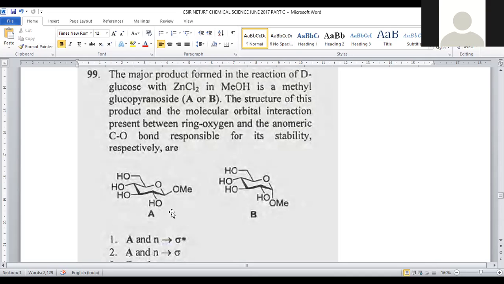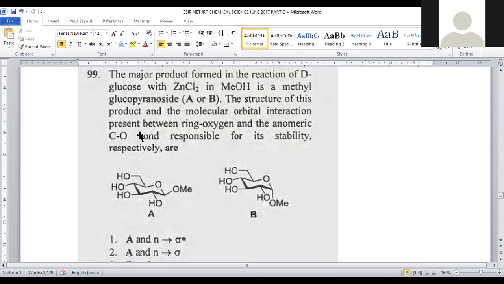Obviously, when a functional group is present in the equatorial position, so if the large group is present in the equatorial position, that will impart stability. Methoxy will be the bulky group. Compared to axial, equatorial orientation is the preferable one. So A will be more stable when compared to compound B. So one we already cleared.